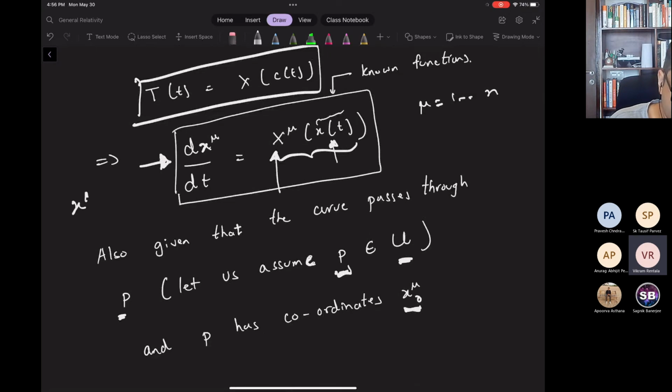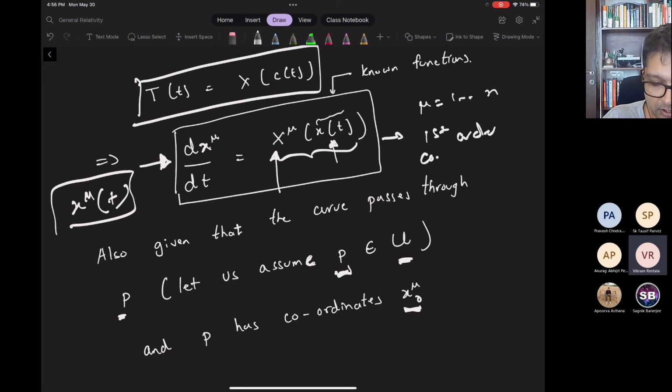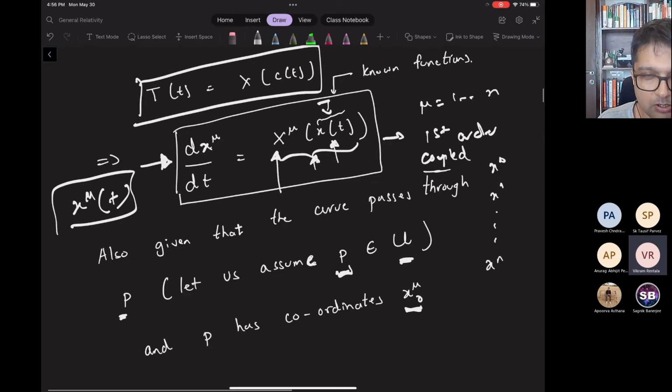What we want to do is find the curve, which means we need to find x^mu(t), a curve which satisfies this first order differential equation. But these are first order coupled differential equations, where the right hand side is perfectly smooth. Why is it coupled? Because I have to solve for x^0, x^1, through x^n, and the right hand side can depend on all of them in general.